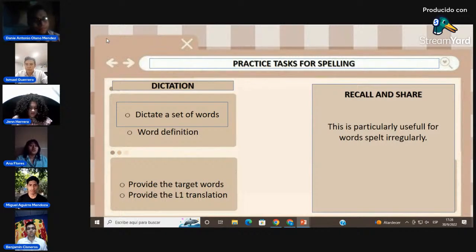The second is word definition. This is basically similar to a crossword.